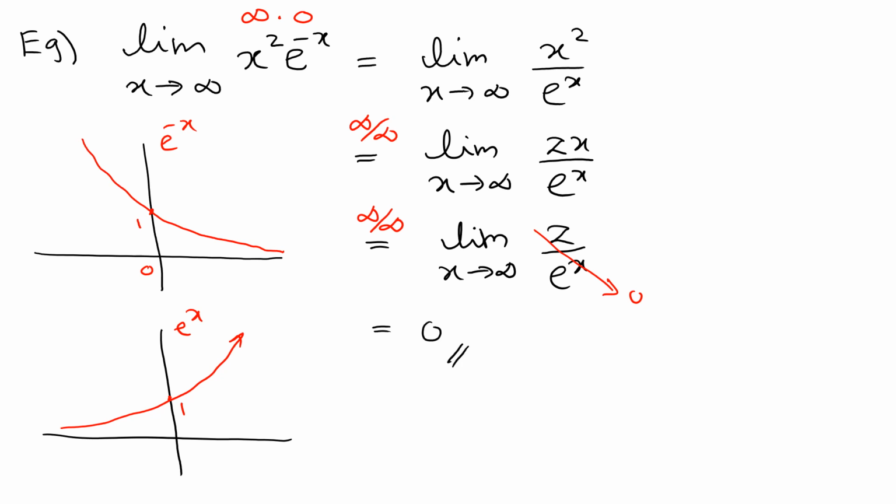This is also very useful in the future. If you are learning integration by parts or series, you're going to use this result. So it's a good thing to remember: x squared e to the negative x goes to 0. So let's look at the next example.